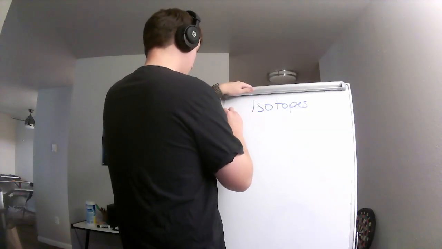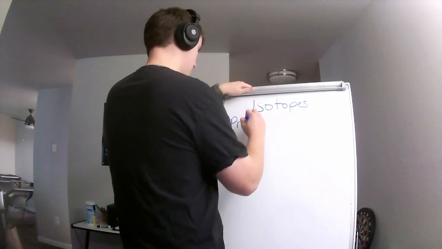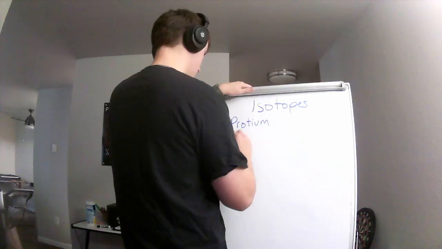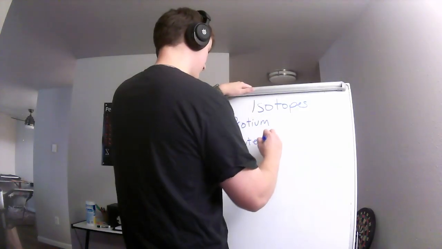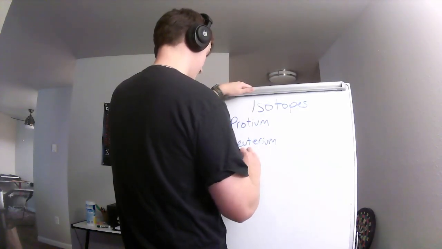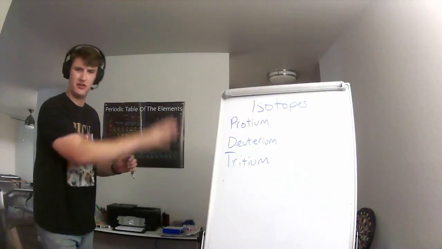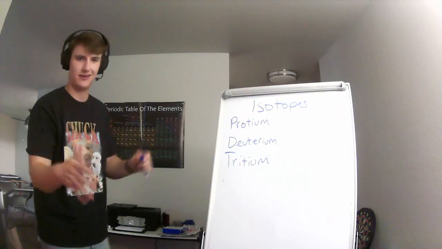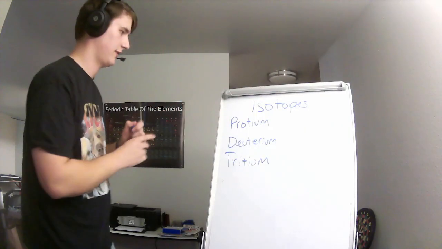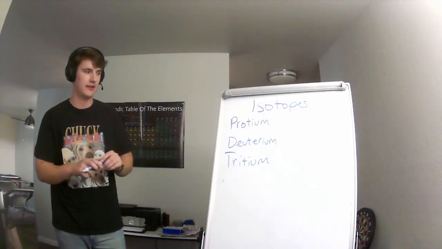Hydrogen has 3 isotopes: protium, deuterium, and tritium. And there may be more, but these are the 3 most common isotopes. Technically, you can keep adding, but we'll just stick with this. So these are 3 naturally occurring isotopes in the universe, okay?